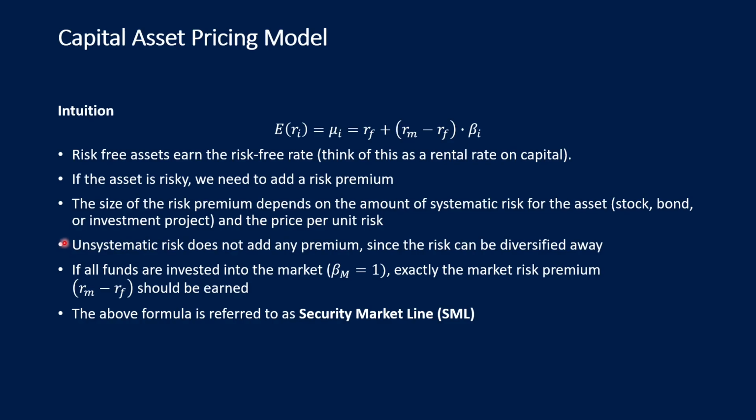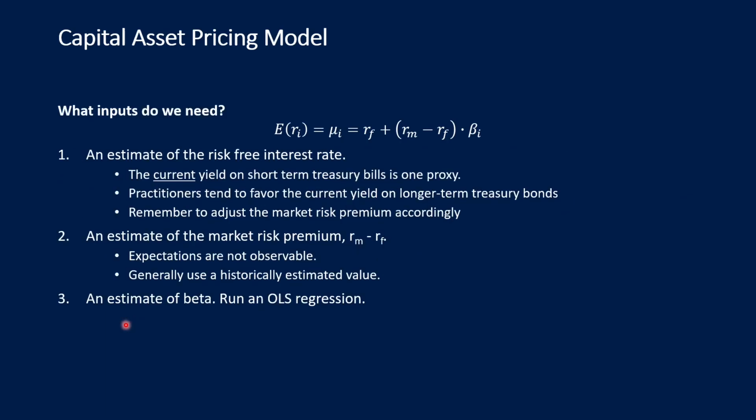Unsystematic risk does not add any premium, since the risk can be diversified away. If all funds are invested into the market, exactly the market risk premium Rm minus Rf, this part, should be earned. The above formula is referred to as the security market line. So since this is the formula that we need to calculate everything we are looking for, like the cost of equity, since this is the expected rate of return for a certain company, this is the cost of equity.